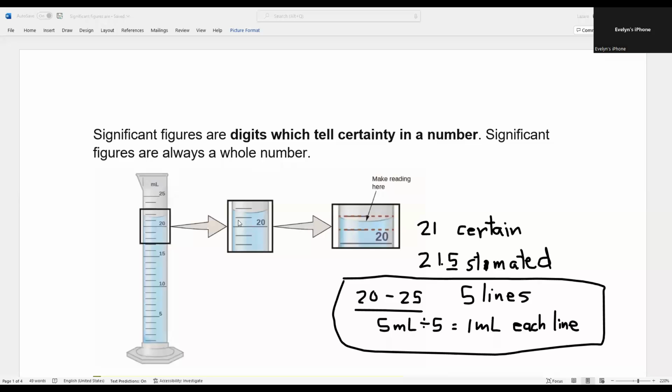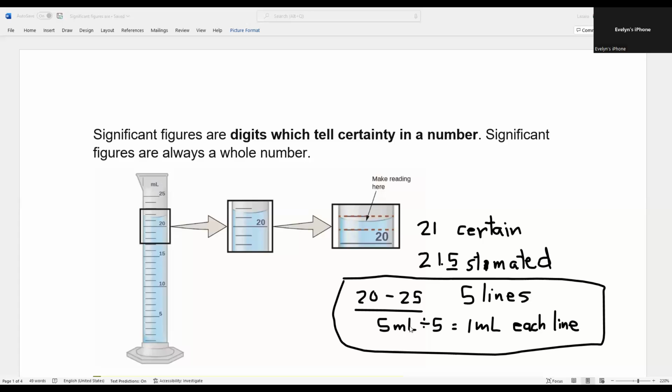For example, here we are measuring the volume of a liquid. The first thing that you have to see is what are the numbers in the scale and what does every line represent. For example, the liquid is at this level, but you can see that between 20 and 25 you have five lines, 1, 2, 3, 4, 5. And from 20 to 25, you have 5 milliliters.